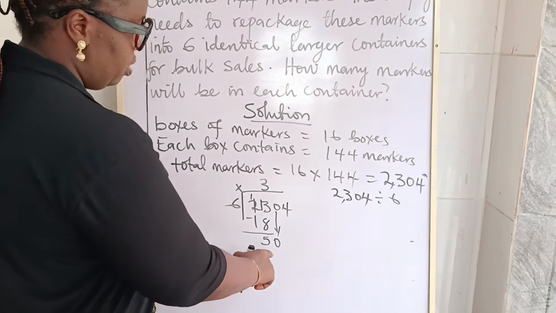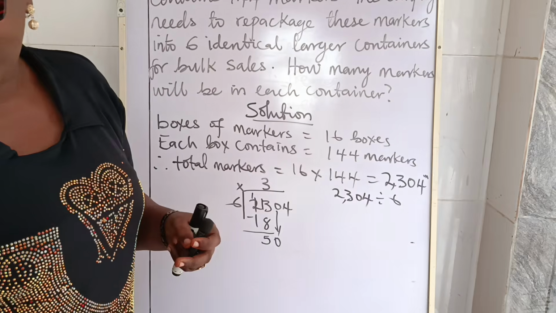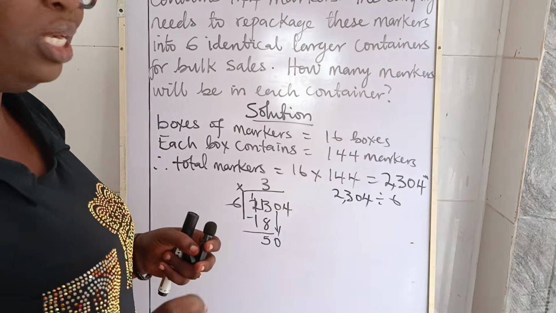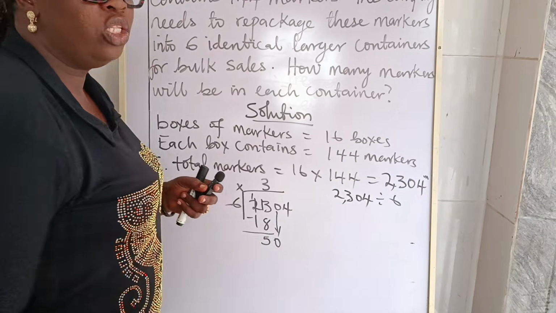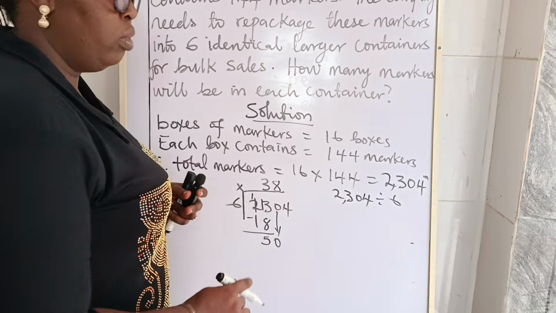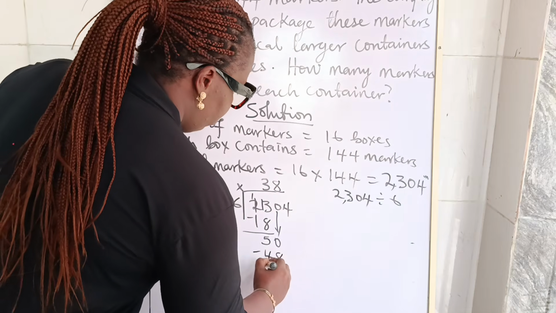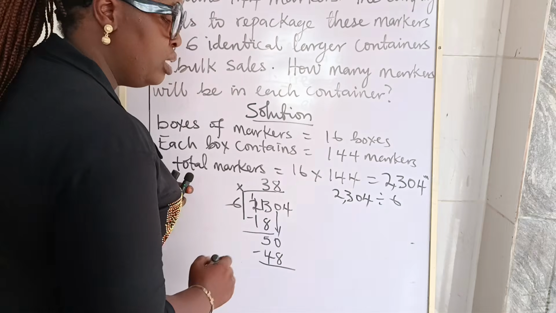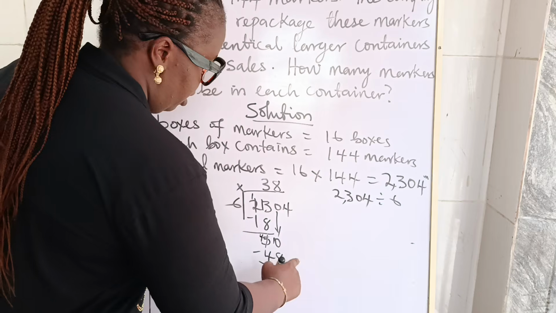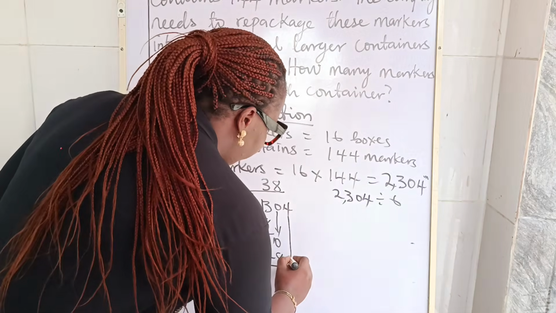So 6 times what will give me a number close to 50? That is 48. 6 times 8 will give us 48. So I'm going to write my 8 here. 8 times 6 is 48. You take away 0, take away 8, can't go. I borrow 1 from here. This remains 4, and this 10. And then this is 2, right? Then you bring down the last 4 here.